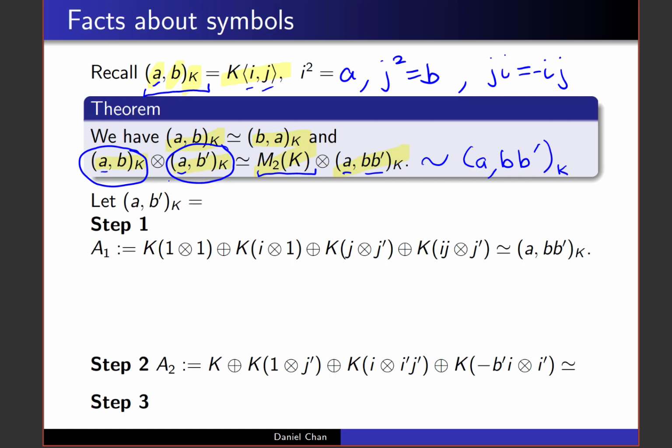So let's write down this (A, B')_K. We'll use some symbols for it. As usual, it's given by two generators, let's call them i' and j', such that i' squared equals A, j' squared equals B', and j' and i' skew commute.